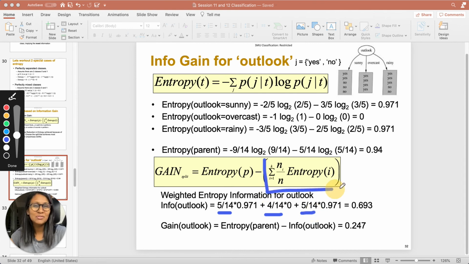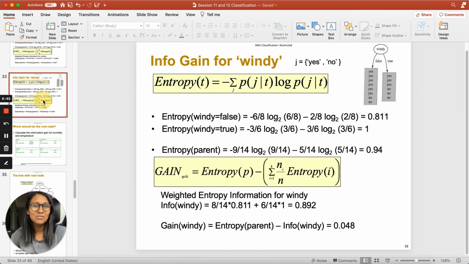I have calculated kind of like a weighted entropy of the child nodes together. That gives me a value of 0.693. So if I just have to plug it into the formula, 0.94 minus 0.693, that will give me an information gain of 0.247. So you can go over it one more time.